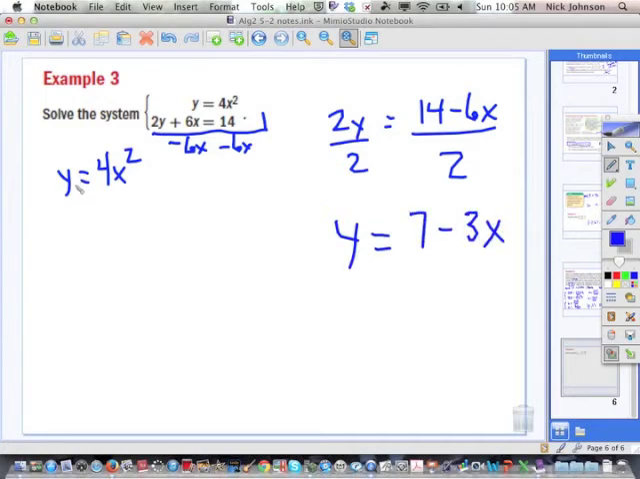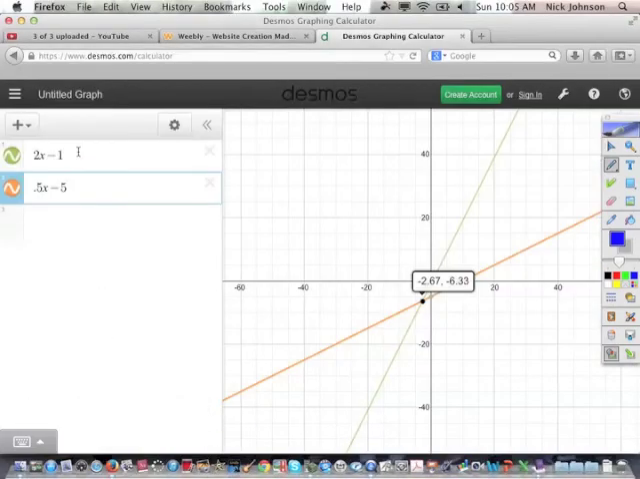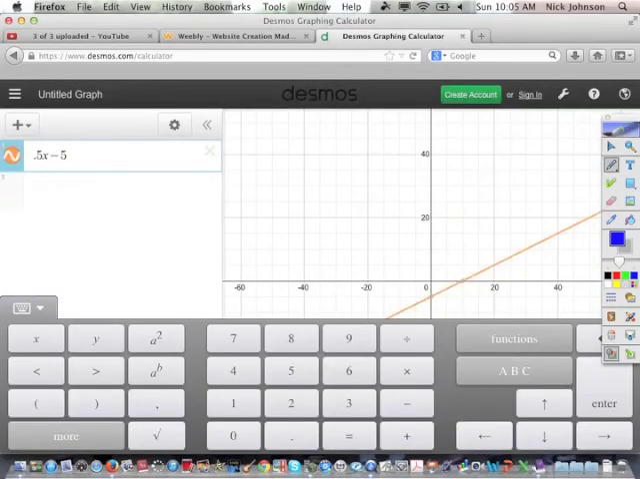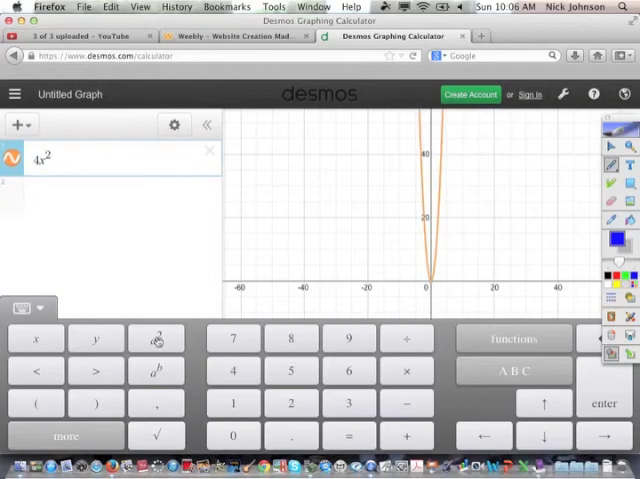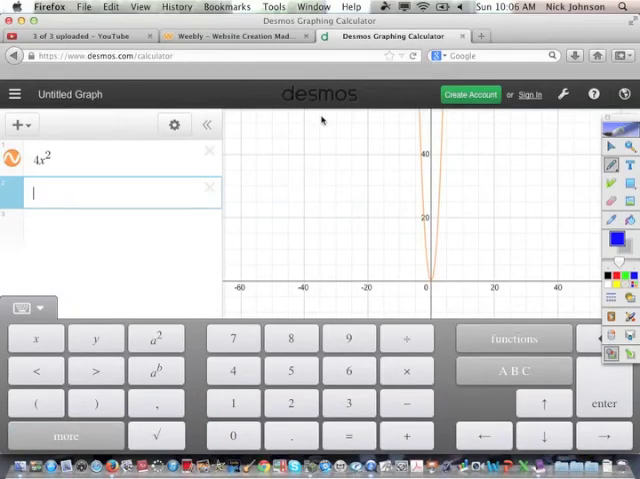So now I have my two equations, my y1, my y2. I go to my Desmos, okay? 4x squared. 4x squared is right here, this a2. Whoa. 4x squared. Gotta watch what you're typing in. Okay? And as you can see, you got a parabola, so it may end up being two solutions, so that's what you got to watch out for.